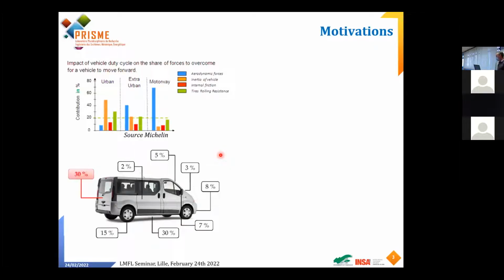So let's first start with the motivations. Here I'm presenting the main contributions to the drag, because here we are looking at road vehicles, so we are interested in the drag for the consumption problem, in fact. And if you look at the contributions, the aerodynamic drag, which is in blue here, appears to be the dominant contribution when we are at high speeds, so in highway conditions.